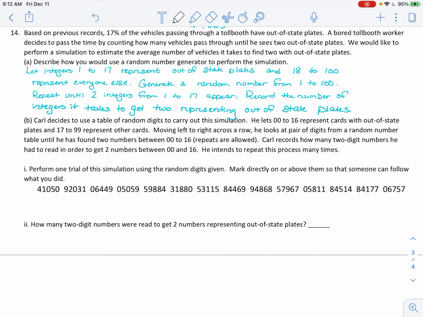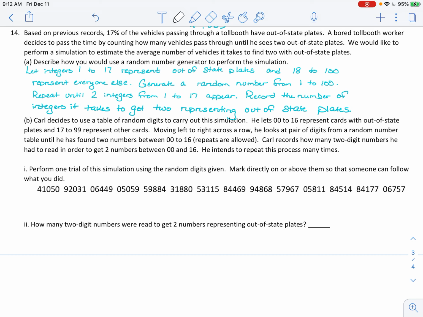So I still need to represent 17% being out-of-state plates. If I'm using a random number generator, I just need to represent 17% of the numbers I'm going to let it generate as out-of-state plates. So I'm first going to say integers 1 to 17 represent out-of-state plates. All the rest through 100 will just be the non-out-of-state plates. So in-state plates, I guess. So I'm just representing the 17%.